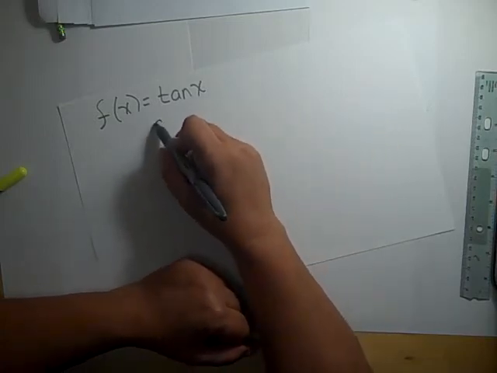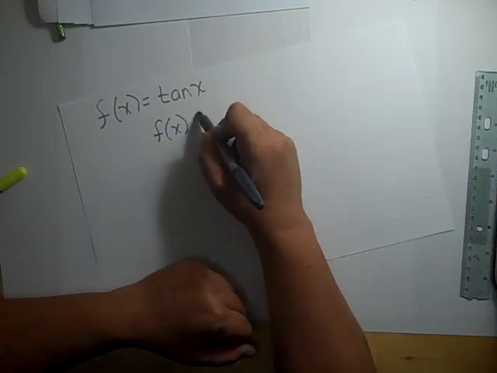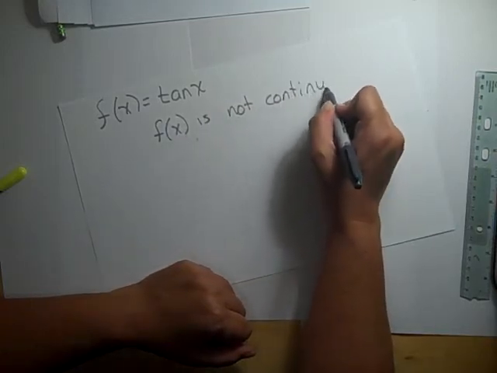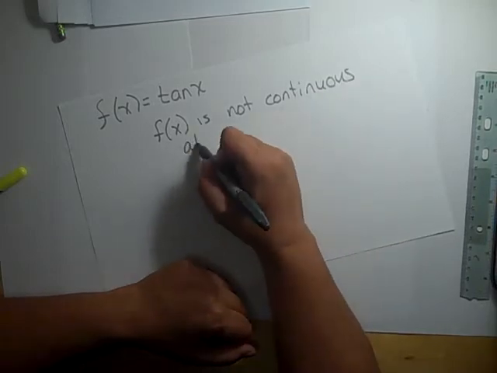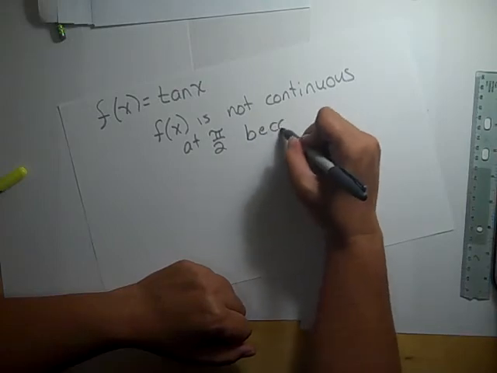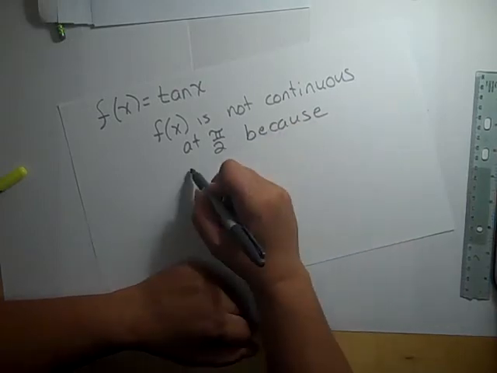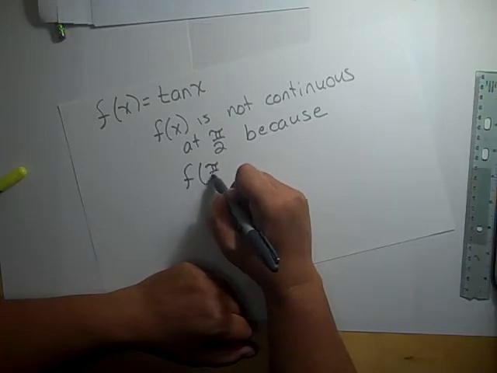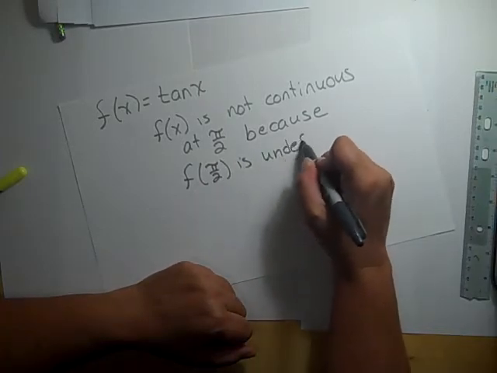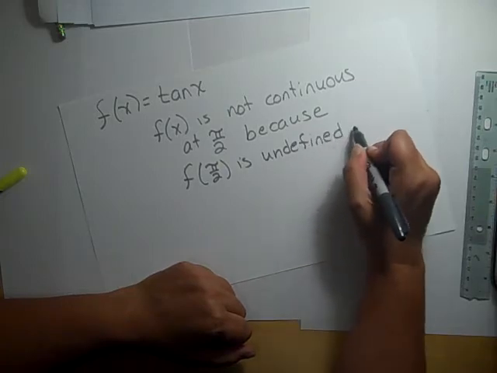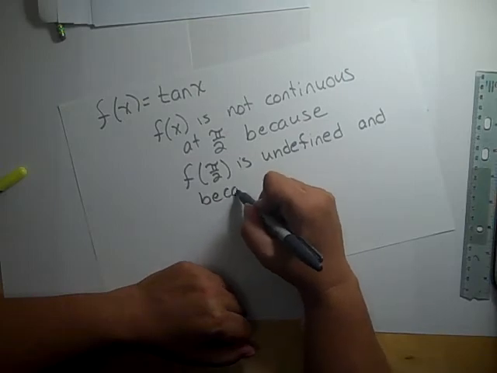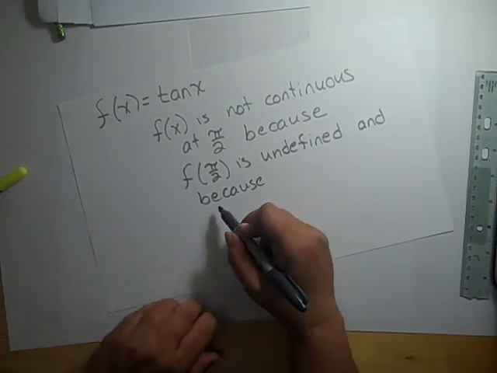So you can say f of x is not continuous at pi over 2, and there are two reasons you can give. You can give both of them if you want. Because f of pi over 2 is undefined, and use the word undefined when you're talking about function values, and because the limit doesn't exist there.